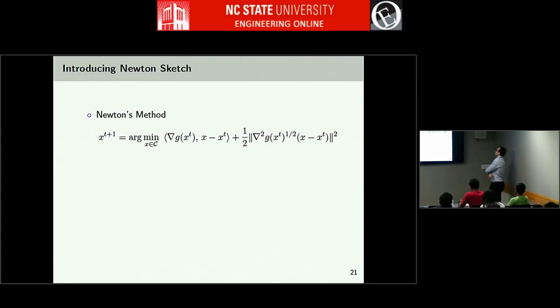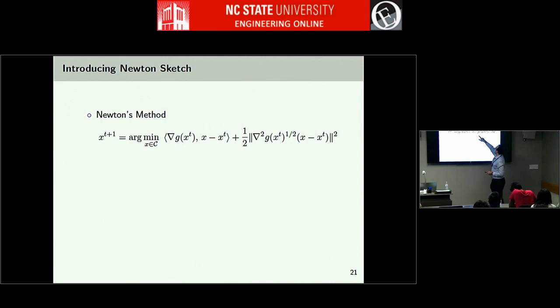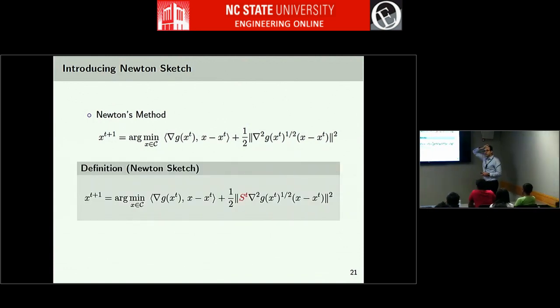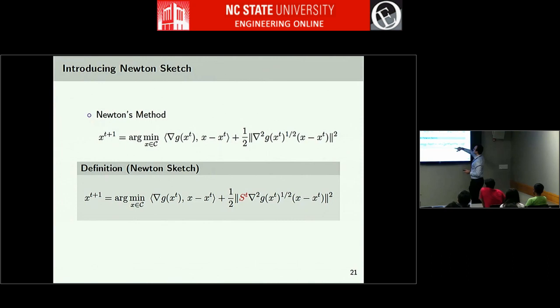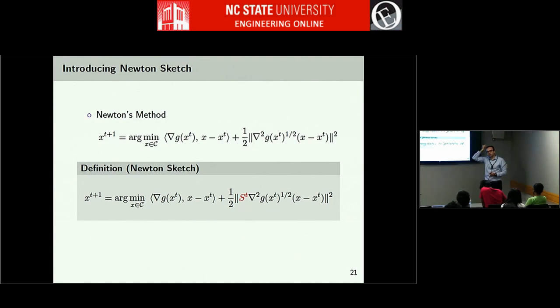So here's an idea. We can write Newton's method as follows. It's a minimization of the second order Taylor expansion, where I have the gradient of my function and I have my second derivative matrix here. Let's say we apply the sketching matrix on the matrix of second derivatives. Okay? So it actually applies on the factorization of the matrix of second derivatives. It is the square root of the Hessian. Okay? And I will tell you how it works.